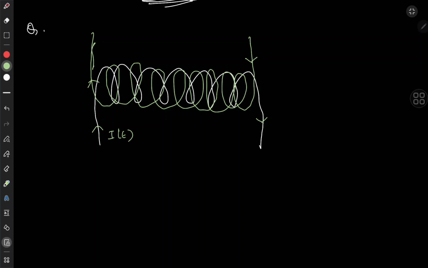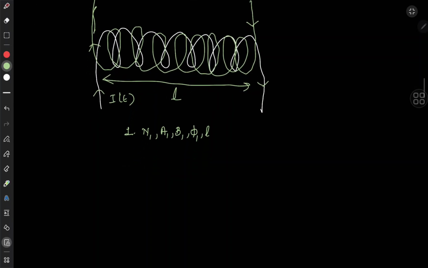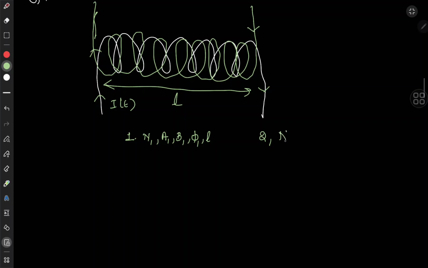So the mutual inductance in the coil we can calculate as follows. Assume that the primary or first coil has number of turns N1 and cross-section area A1, the magnetic field produced is B1, the magnetic flux is phi1, and the length of the coil is L. Assume that both have the same length. Now the second coil has number of turns N2, cross-section area A2, the induced magnetic field will be B2, the flux is phi2, and the length will be L.